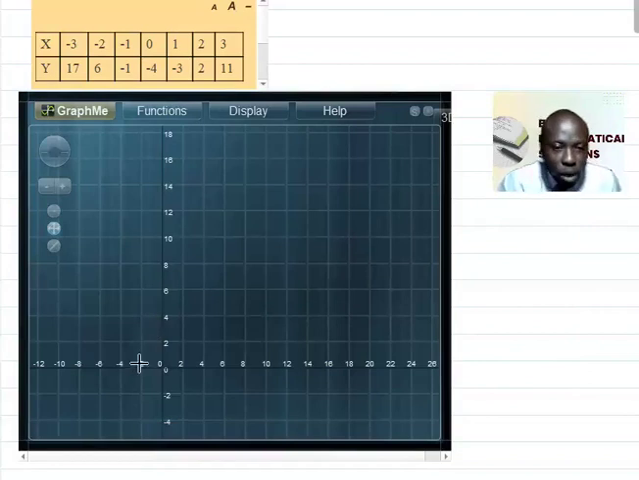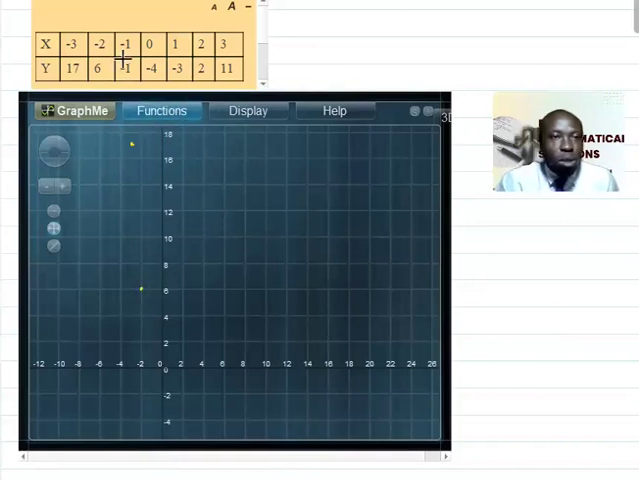So we come here, this is the negative side for x. So minus 3 is in between minus 2 and minus 4. So we'll trace it. So 17 is in between. So we're going to put a dot where the two meet. Very small but significant. Minus 2 and 6. So this is where they meet. We're going to put a dot.